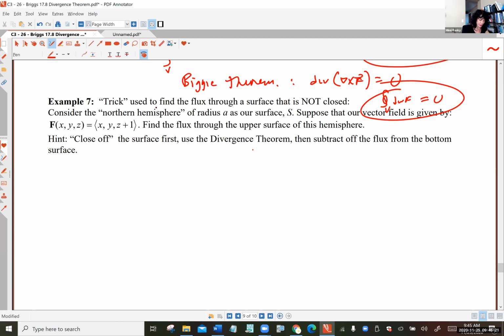What if somebody said to you, oh, I need you to find the flux through a surface that is not closed? Okay, and the surface that's not closed is the northern hemisphere, that's the upper sphere, of radius a, and let's say it's centered at the origin for ease. So if you can imagine this upper hemisphere, not the bottom plate, it's not closed. You're only wanting to find the flux through this open surface.